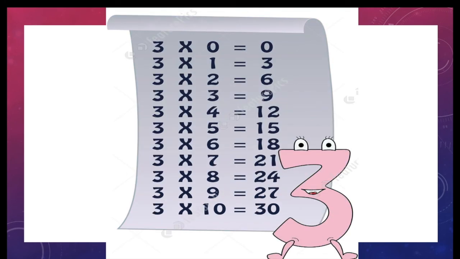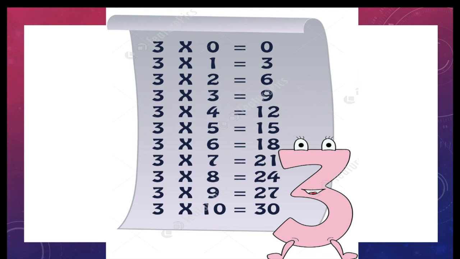Same way here, 3 is multiplied by 0. The answer is 0 itself. So let us start from the next. 3 ones are 3. 3 twos are 6, 3 threes are 9, 3 fours are 12, 3 fives are 15, 3 sixes are 18, 3 sevens are 21, 3 eights are 24, 3 nines are 27, 3 tens are 30.